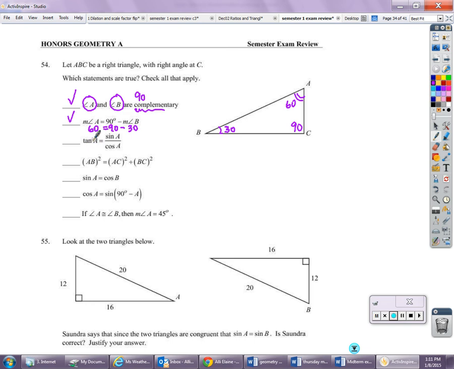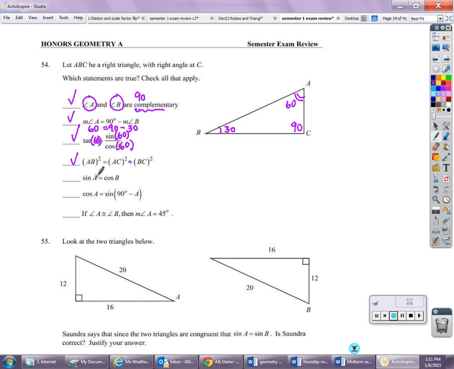Alright, so when I put tan of angle A, which is 60, I'm going to change angle A to 60. So when I put tan of 60 in my calculator, I get 1.73. And when I do sine of 60, make sure you close your parentheses, over cosine of 60, I get 1.73. So that seems to be true, that sine over cosine is the same as tan. Alright, this one looks like it's just a squared plus b squared equals c squared. So that's the Pythagorean theorem. That's true for all right triangles.